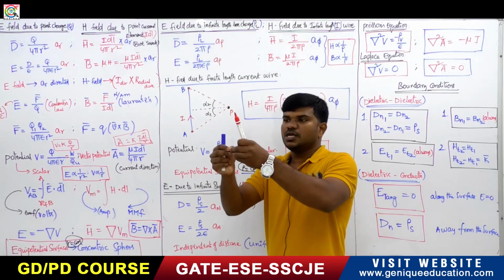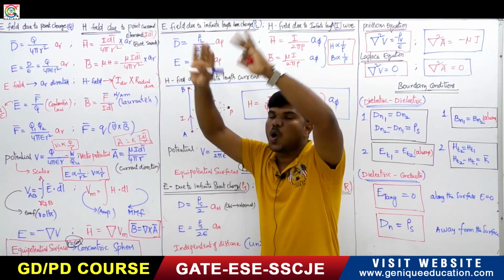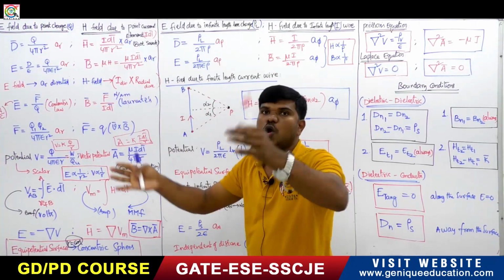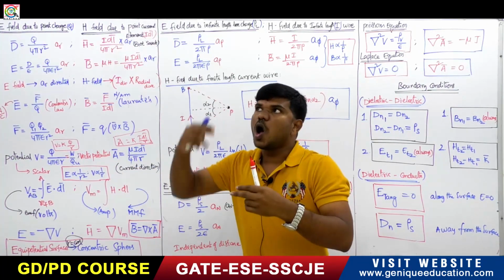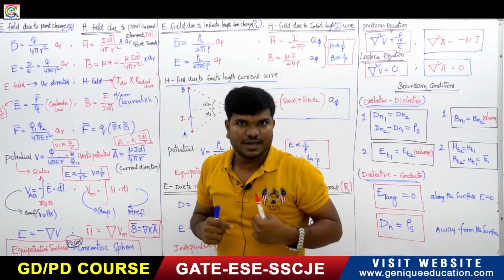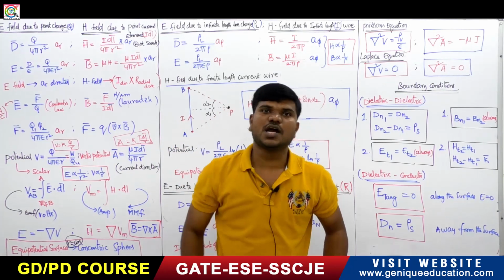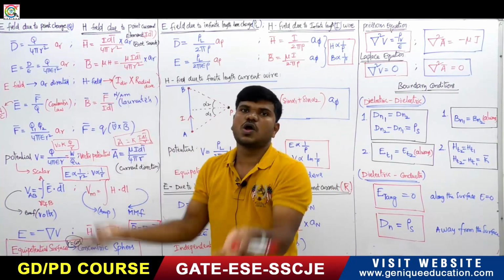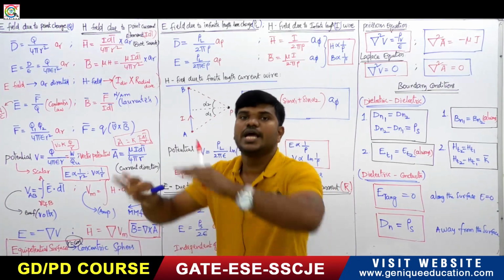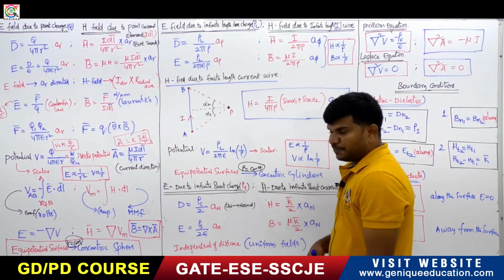Suppose there is a point charge here, and around it you assume concentric spheres. On each sphere r is constant, so the voltage is also constant. That is why all these concentric spheres are called equipotential surfaces. That is the point you have to remember.